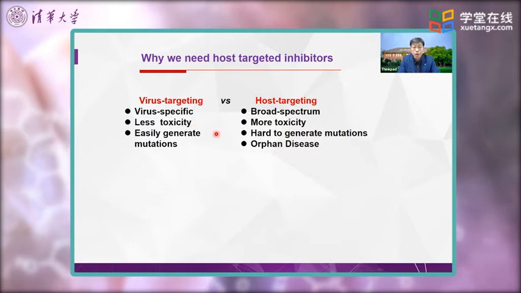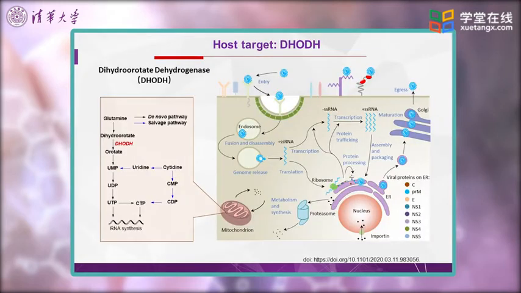If we look at the host-targeting inhibitors, normally they should be broad spectrum. Though at the sacrifice of higher toxicity in some cases, a huge advantage is it's usually difficult for the virus to generate mutants because it's the cell host target. And in some cases, it can be used as orphan disease treatment. The first host target I will mention here is DHODH.